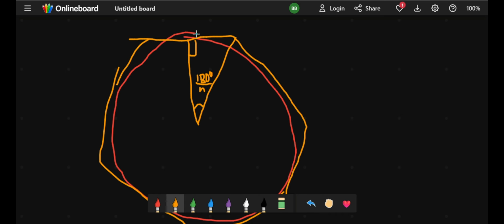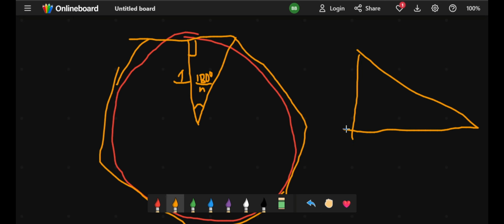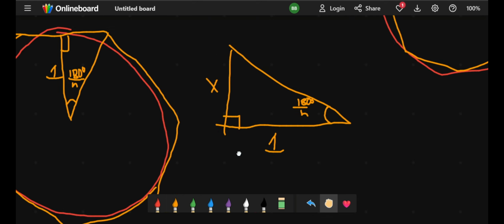In this case, we're trying to find this side right there, knowing that this is going to be equal to 1. And we know that's a right angle. So let's draw that out. Here's the right angle. Here's the 180 over n degrees. And this side is 1. And the side we're trying to find right here is going to be this x. So it's a right triangle, so we can just do a tangent ratio here.